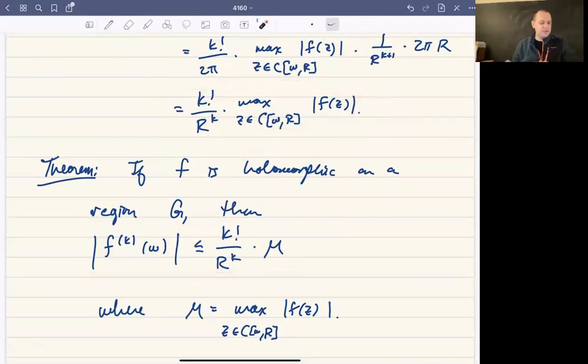Okay, so these are called Cauchy's inequalities. These are going to be very useful for proving different results from here on out, at least for a little bit.